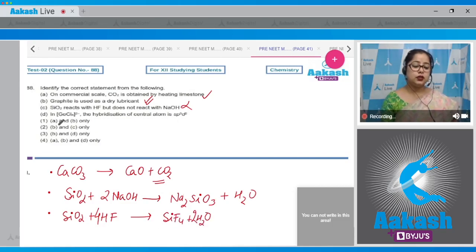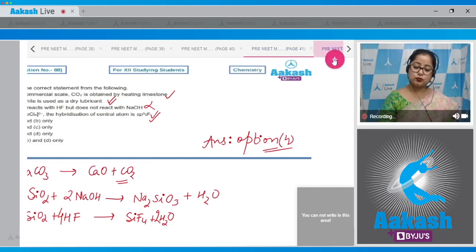Moving to next statement, in GeCl6 2 minus, the hybridization of central atom, that is Ge, is sp3d2. Students, this is also a correct statement. That means statements A, B and D are correct. So the correct answer is option number 4. Here I'm writing answer is option number 4. Moving to next question, students, which is question number 89.